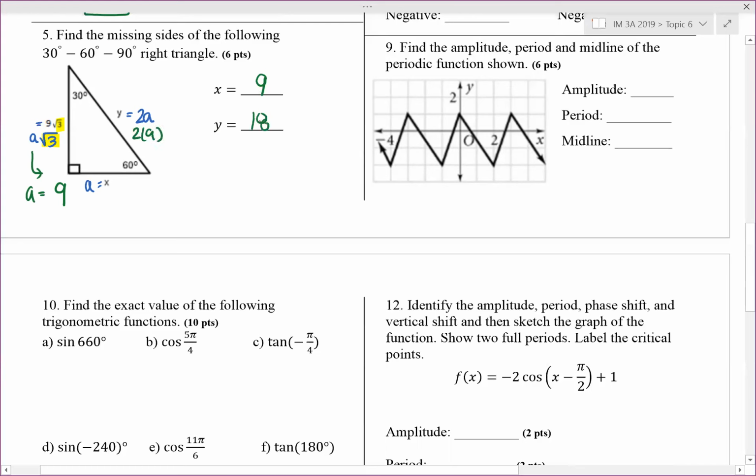Okay, so in a 30, 60, 90 right triangle, I have to know that the shortest side is our a, and then the one across from 60, so the next largest, is a times radical 3, and that the hypotenuse is a times 2.